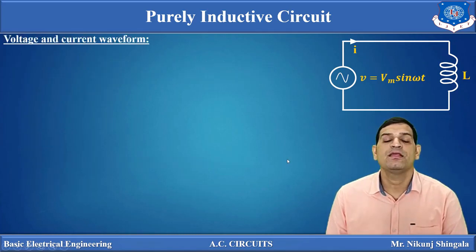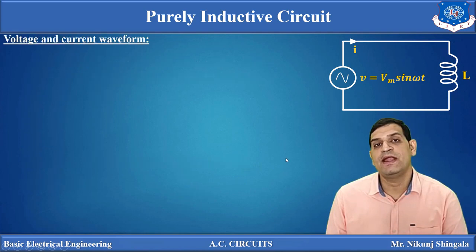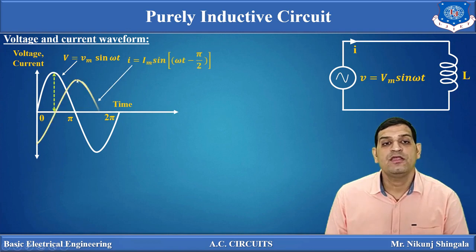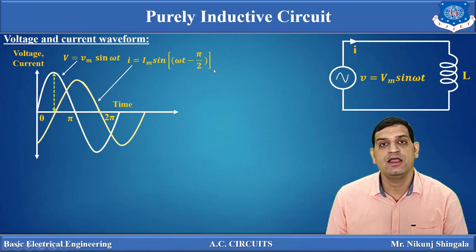Now moving towards drawing the waveform of applied voltage and resulting current. This is the expression of applied voltage, which is taken as a reference. So v equals Vm sin omega t, which starts at the origin, that is at 0. Now current is lagging behind applied voltage by pi by 2. What does it mean? It means that current attains its maximum value after voltage attains its maximum value, after a pi by 2 angle. So this is how you can draw the expression of current, that is i equals Im sin(omega t minus pi by 2).